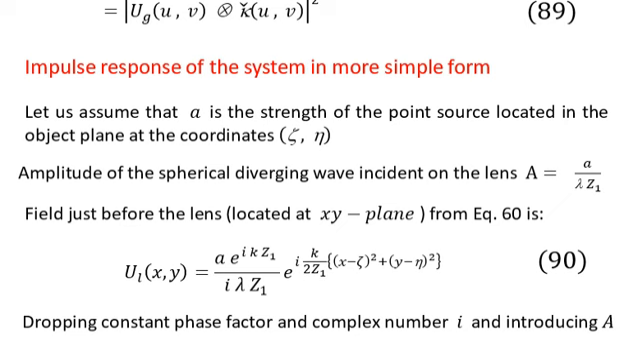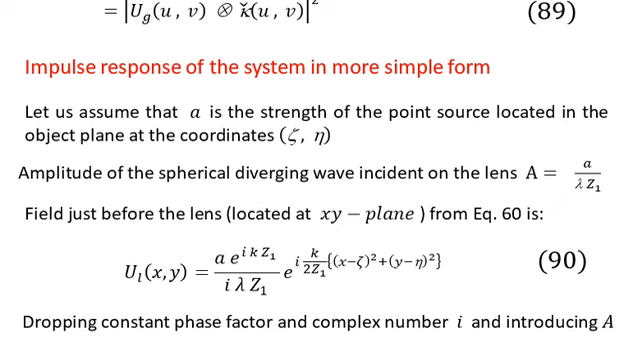Now to write the impulse response of a system in a simpler form, let's assume that a is the strength of the point source located in the object plane at the coordinate zeta and eta. So you see that all these expressions were started when we assumed that a point source existed at the zeta and eta plane, that is the input object plane. Now we are assuming that the strength of that source is represented by small a.